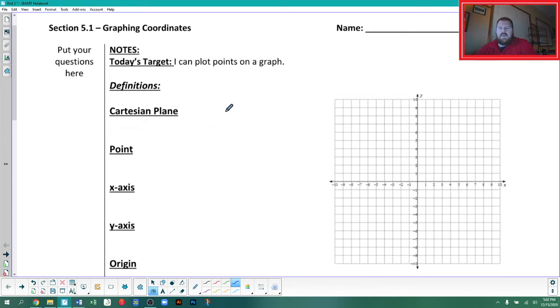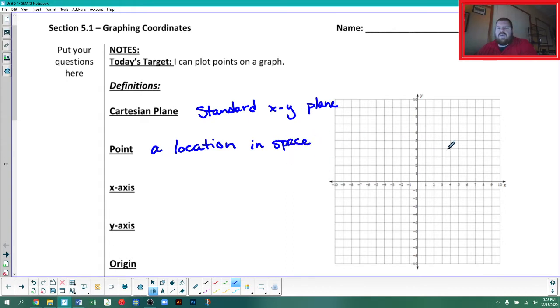Okay, so just getting started here, the Cartesian plane is, as a definition, really just our standard XY plane. So what we usually will graph things on, its official name is the Cartesian plane. Okay, a point is just a location. And I'm going to say generally just a location in space. That can be in our 2D space that we're working with when we're graphing. There's two dimensions, or it could even be in 3D space.